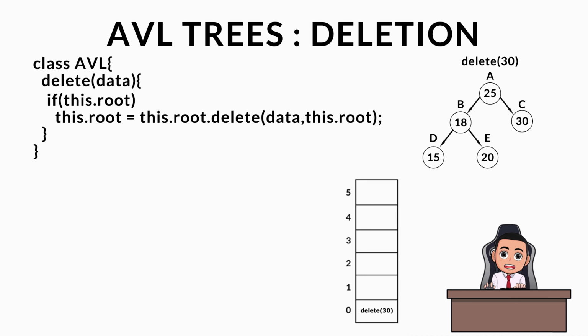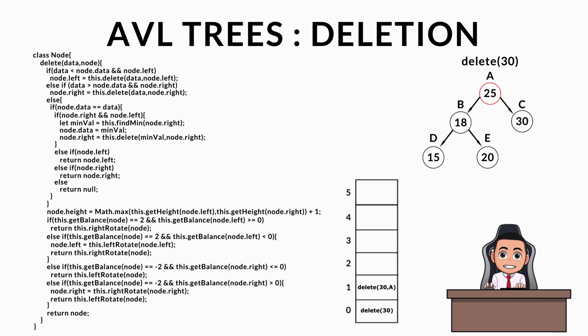First, we check to see if we have a root node. We do. So we need to continue our search down our tree and go ahead and invoke our delete method within our node class. So let's push this on top of the stack. Executing our delete method, we first check to see if the data we wish to delete is less than the data of the node we're currently at. It's not. We then check to see if the data we wish to delete is greater than the data of the node we're currently at. In this case, it is. So we continue our search down the right subtree, pushing this on top of the stack.